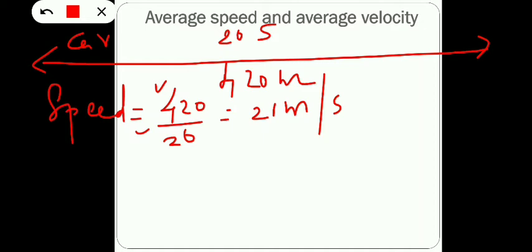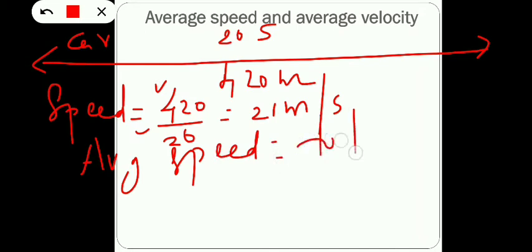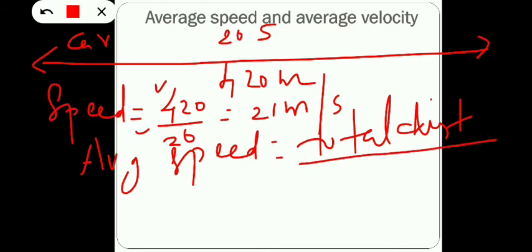So what do you mean by average speed? Average speed is defined as the total distance traveled by an object divided by the total time. This is the formula to find out average speed: total distance traveled by an object by total time.